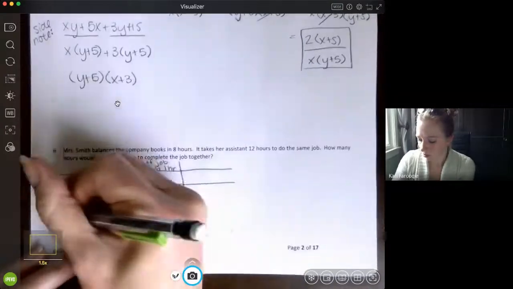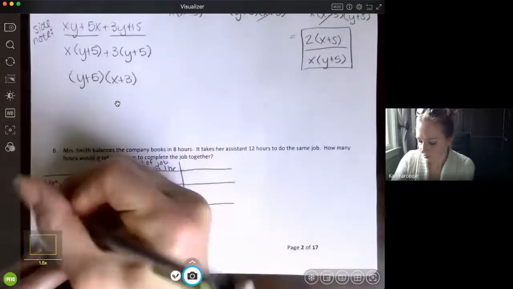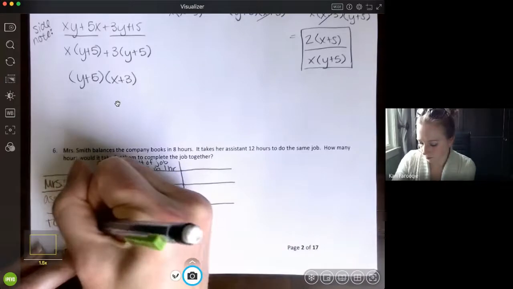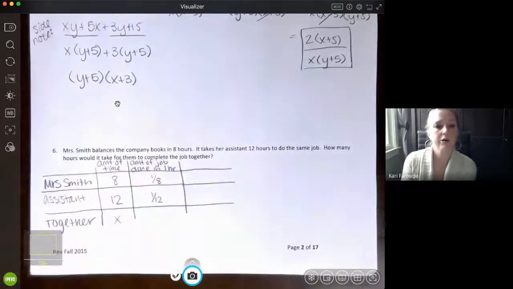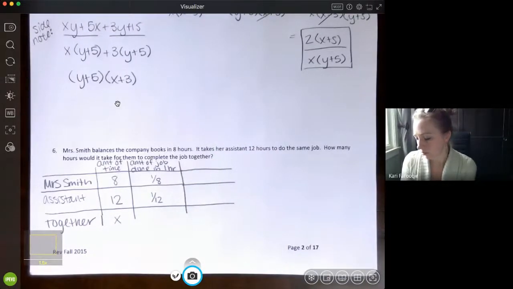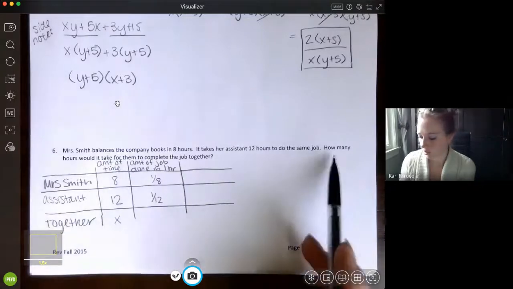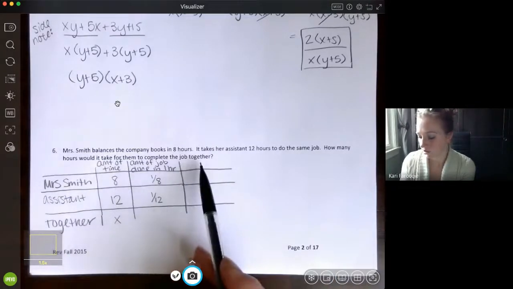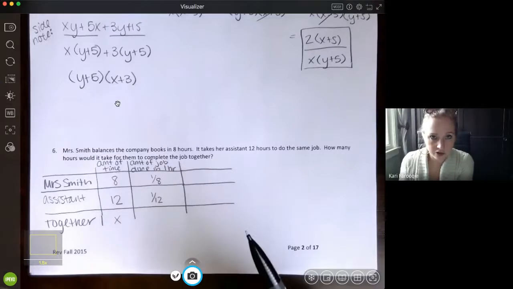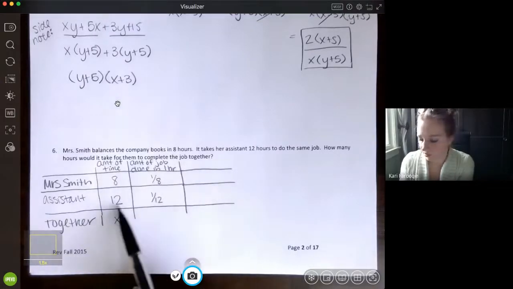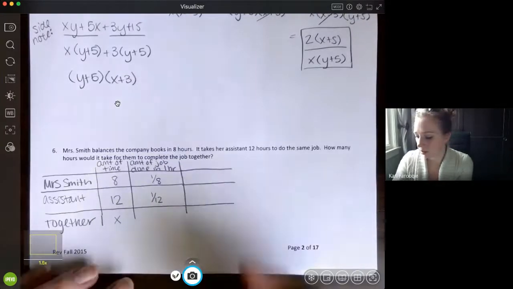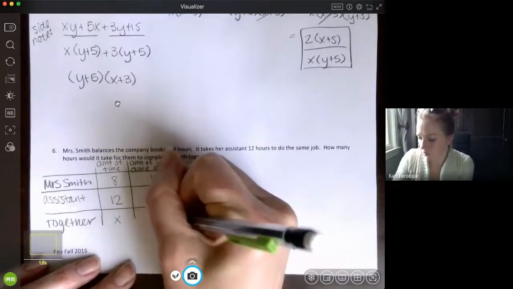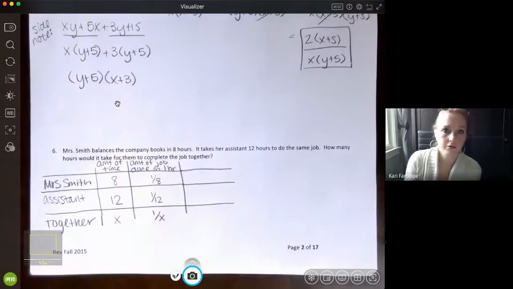And then we'll have another row for having them work together. And that's what we don't know. Remember, your variable is always going to be responding back to the question that you're being asked here. How many hours would it take for them to complete the job together? That's the question. That's what your variable represents. The amount of time it takes them to do the job together will be X. That means that 1/x of the job is completed in 1 hour.